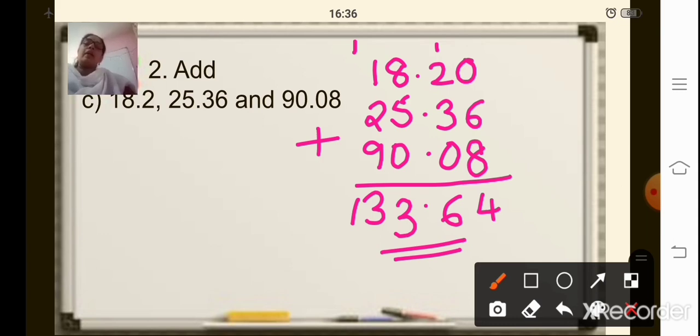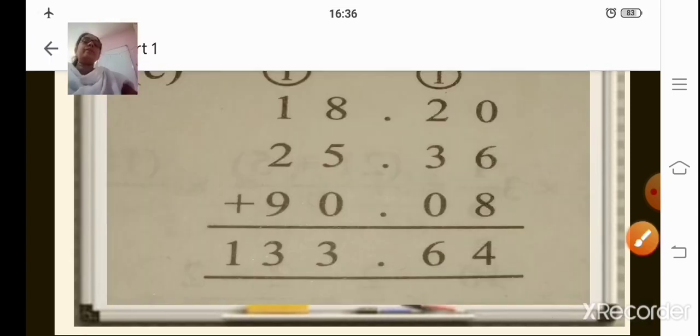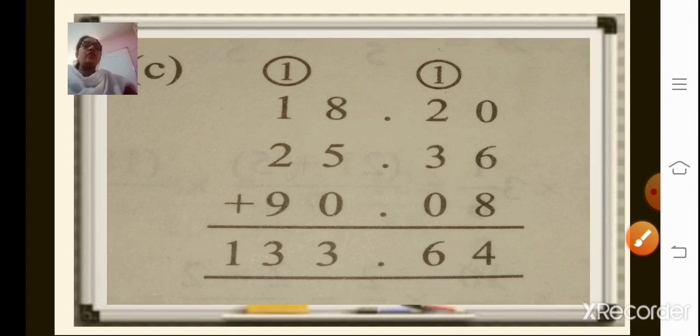Okay, quite easy, but the only thing you have to keep in mind is how to write the numbers. Addition is done in the same way as for whole numbers, but here you have to write the decimal numbers one below the other and use the decimal point in the proper place. So this is the solution. You can just check your answer with this slide.